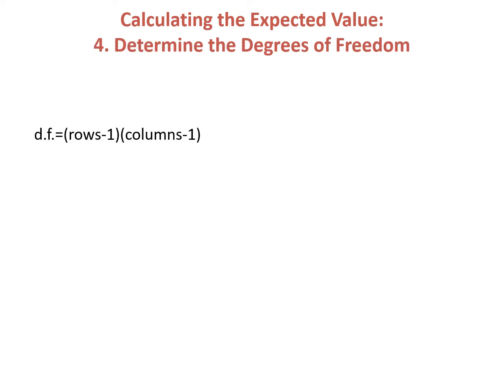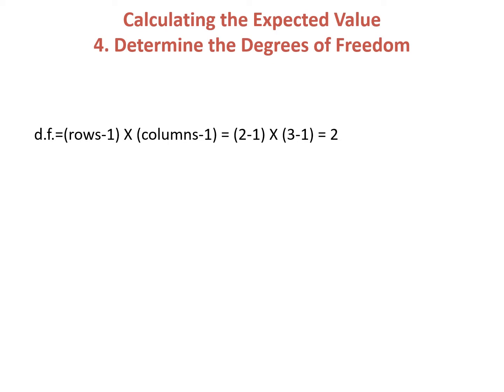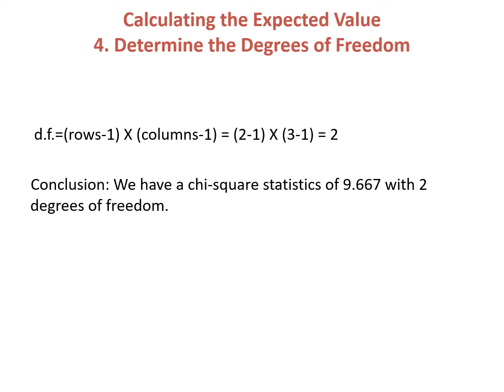Like t, the critical value of chi-square varies by the degrees of freedom. However, instead of tying the degrees of freedom to the number of observations in total, we tie it to the number of cells. The formula for the degrees of freedom is the number of rows minus 1 times the number of columns minus 1. Working through this calculation, we find that our degrees of freedom are 2. We now can say that we have a chi-square of 9.667 with 2 degrees of freedom.